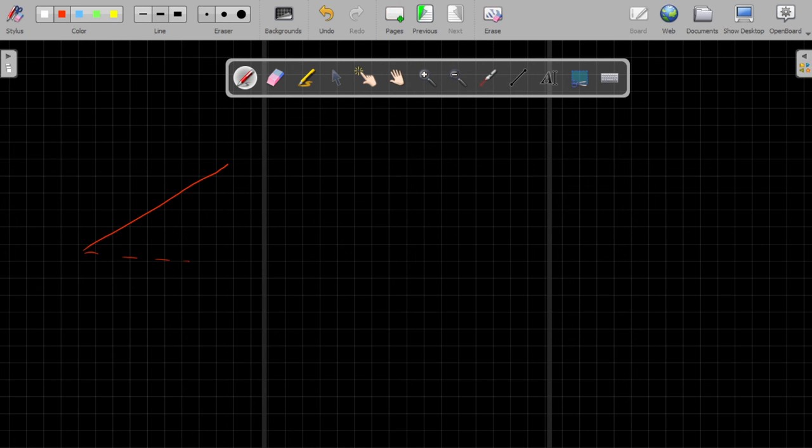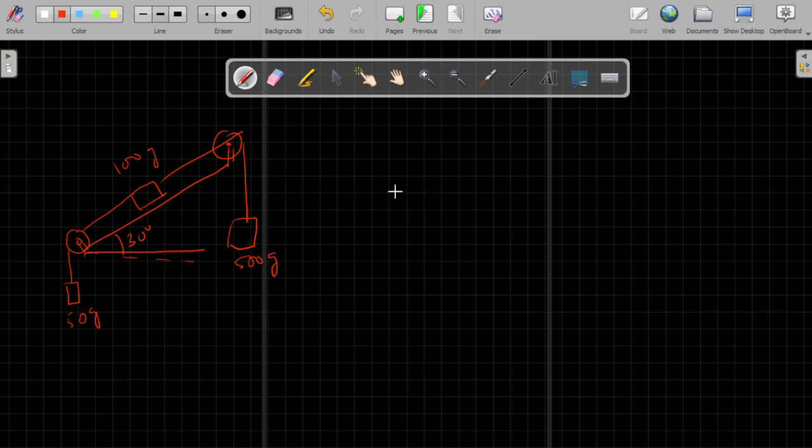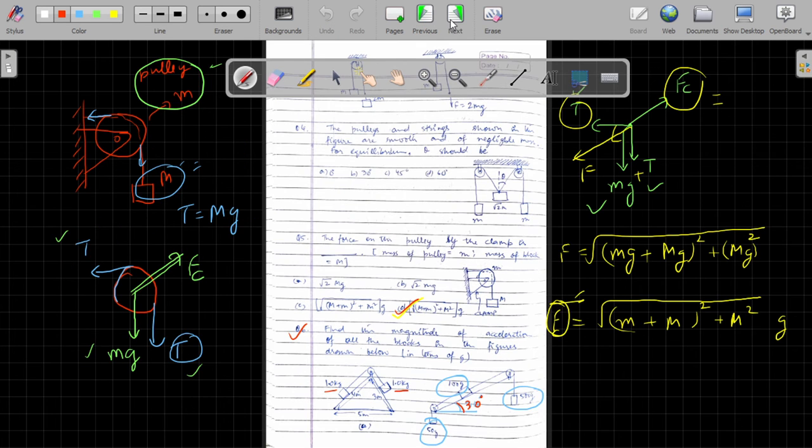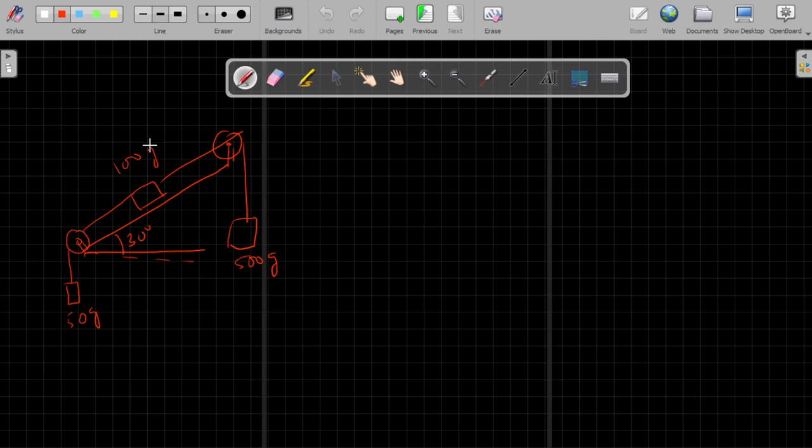We have a figure. We have a 100 gram mass. We have two pulleys. One pulley is closer to the 50 gram mass, and the other pulley is closer to the 500 gram mass. This mass is 500 gram, and we have to find the acceleration of the whole system.